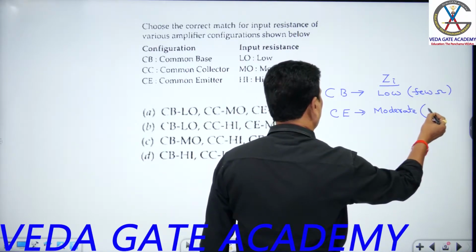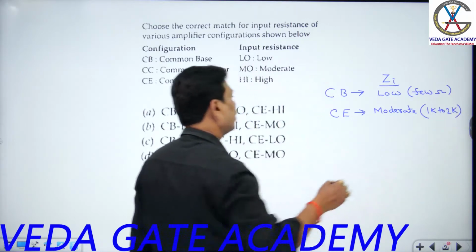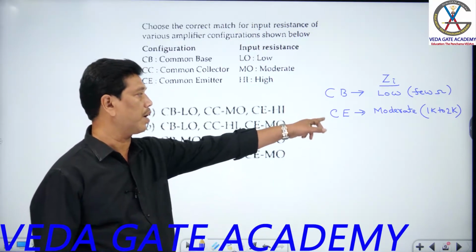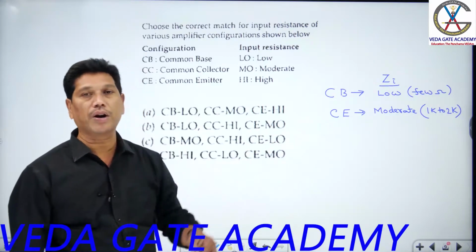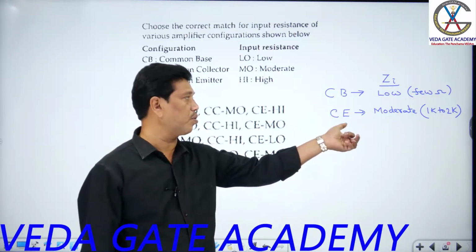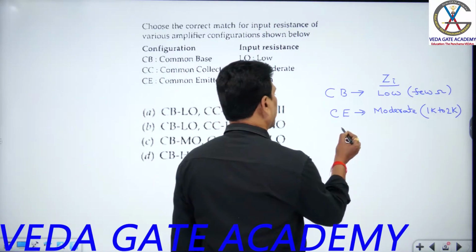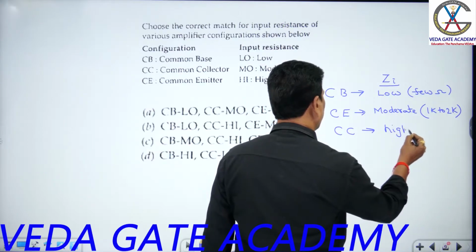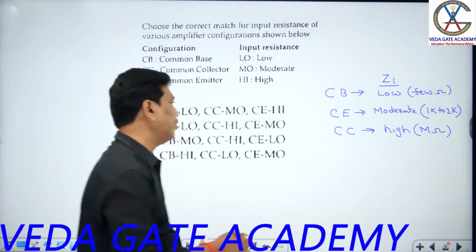So it is moderate students, 1K to 2 kilo ohms I know. CE circuit has moderate input impedance and it should be greater as compared to common base and less as compared to common collector. By that I call moderate. The input impedance of common emitter circuit is moderate, that is in between common base and common collector students. For common collector circuit, input impedance is high students, about mega ohms.